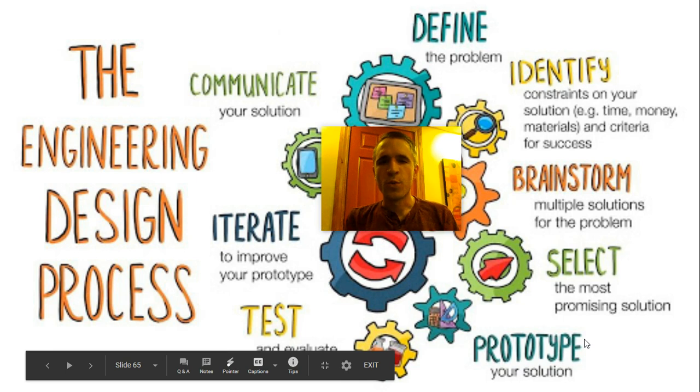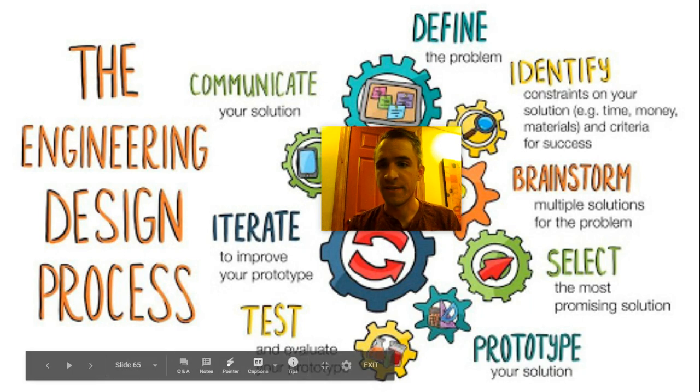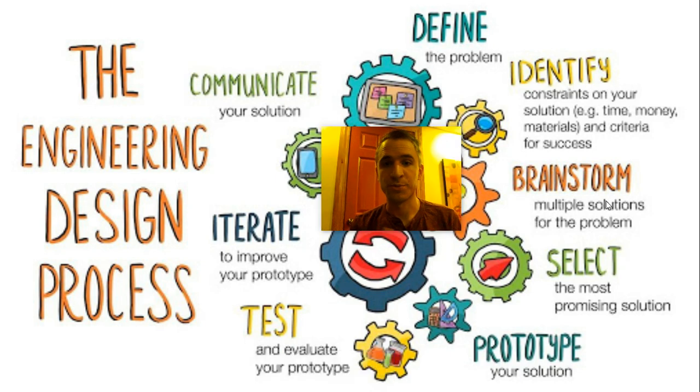Hello, everyone. We're working our way through the engineering design process. So far, we have defined the problem. We've identified the criteria and constraints for your solution. We've brainstormed. You did a brainstorming activity to brainstorm multiple ways to solve your problem. And just now, you've finished selecting the most promising solution, the solution that you think best fits your criteria and constraints. And now you need to start prototyping.